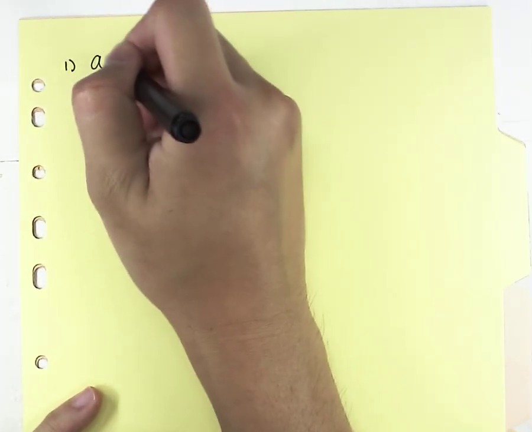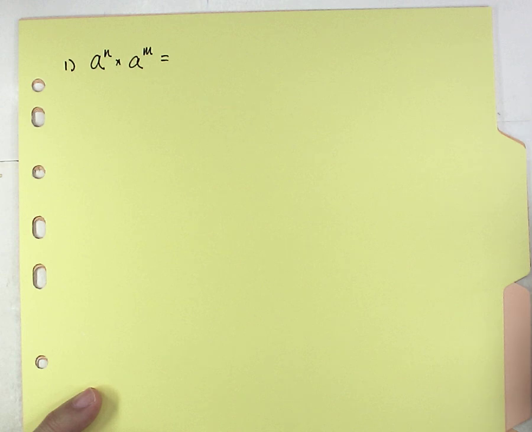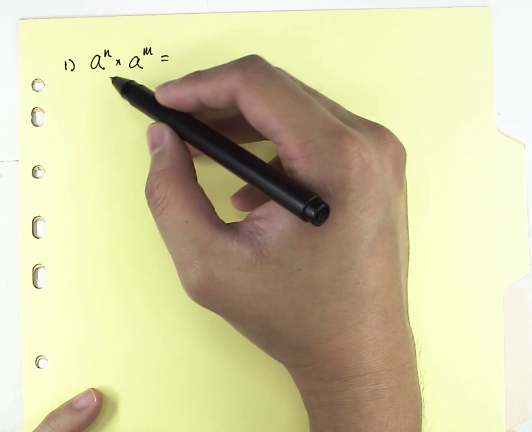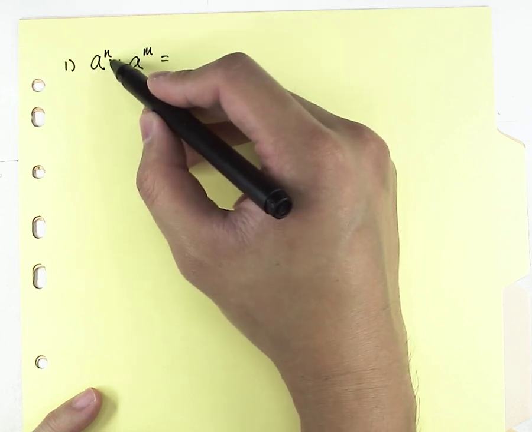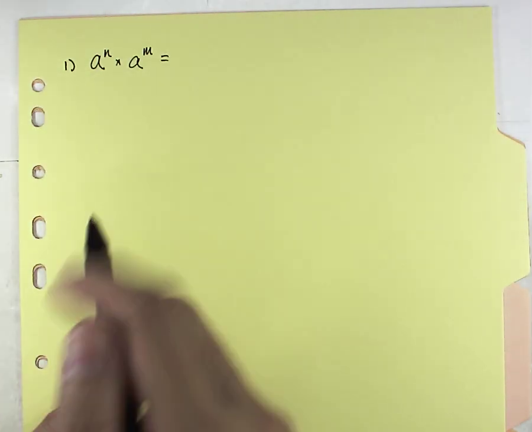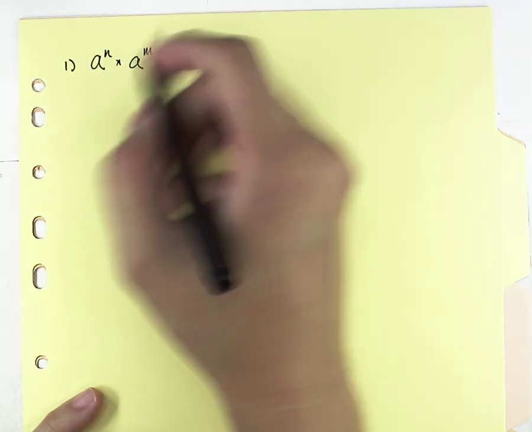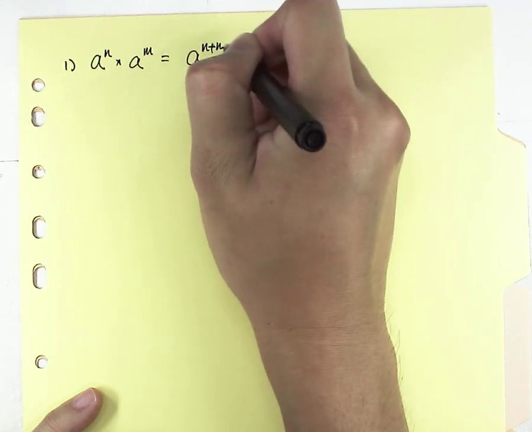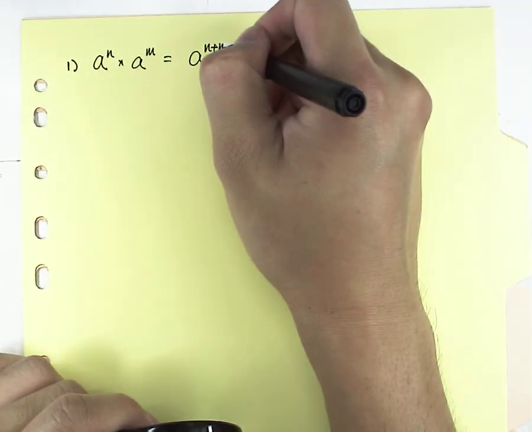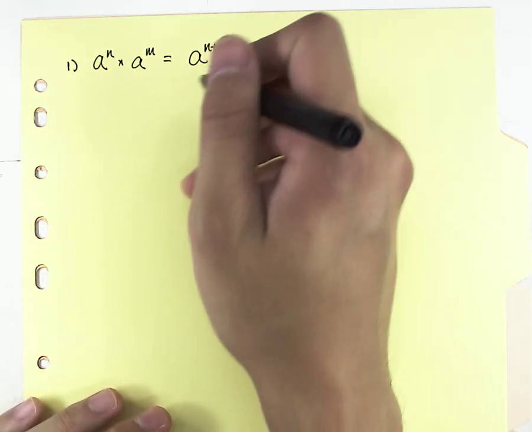When we do a to the power n times a to the power m, you have to know what it means. A to the power n means there are n a's multiplied together, and here there are m a's multiplied together. So altogether we have n plus m a's multiplied together.